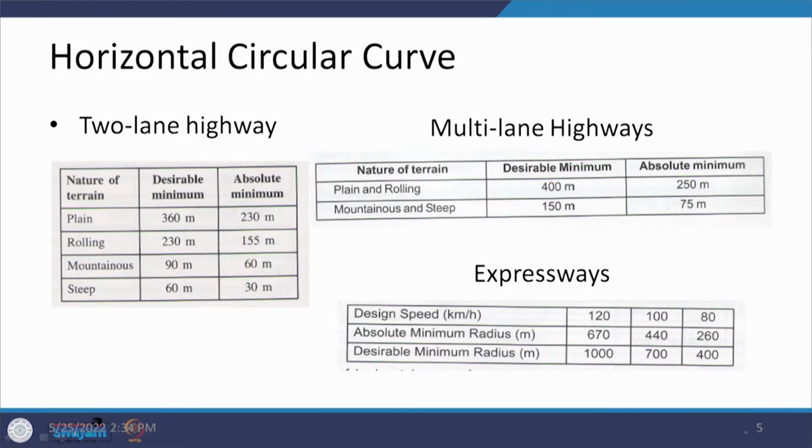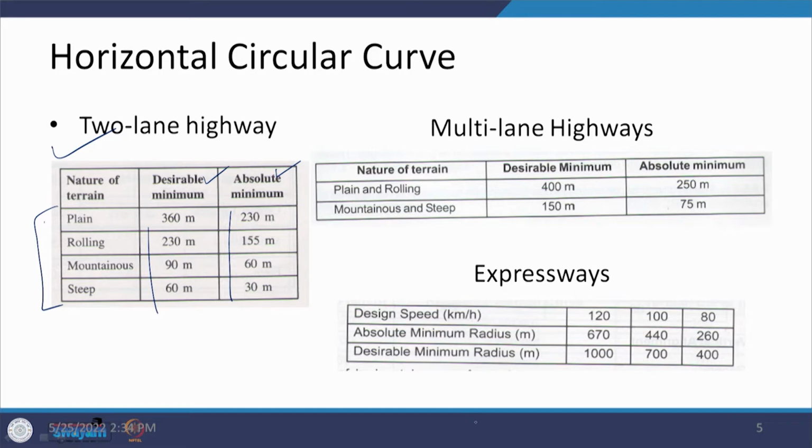If we talk about the other categories of roads, say the rural highways or the 2-lane highways, multi-lane highways and expressways, then these three tables are giving us an idea. Now, in the case of 2-lane highway, we have 4 terrains, that means plain, rolling, mountainous and steep, and within that we have desirable and absolute minimum conditions, and using the same equation with the same values we have calculated these, and these are the values which need to be provided.